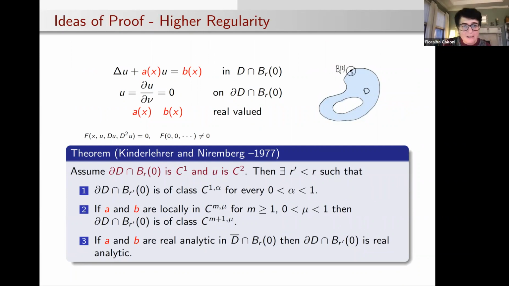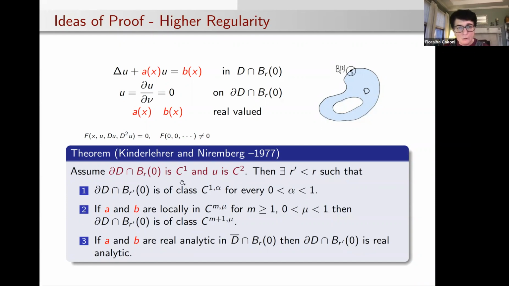All right, so what is the idea of the proof? Of course, the state of the art of high regularity of the free boundary is the work by Kinderlehrer and Nirenberg. So you get the free boundary regularity. If you start with the boundary locally C1, everything is local in this business, and the solution C2, okay? So starting with this regularity of the boundary and the solution, then you get this statement that we had in the main theorem for non-scattering or scattering configuration, okay?